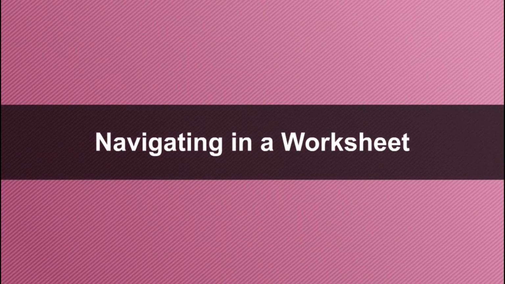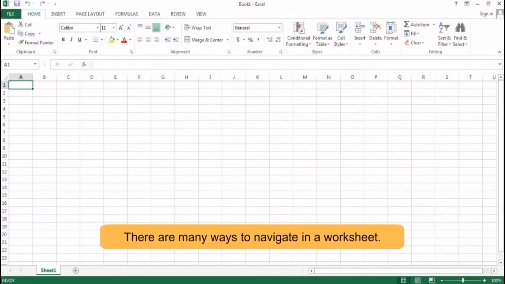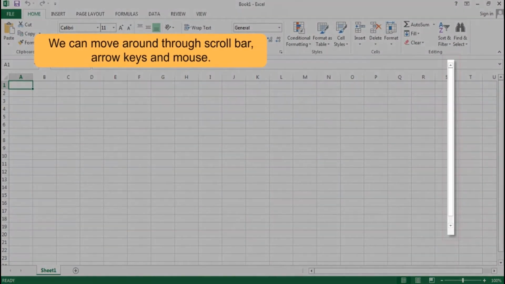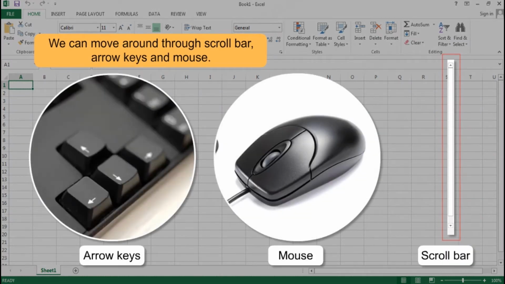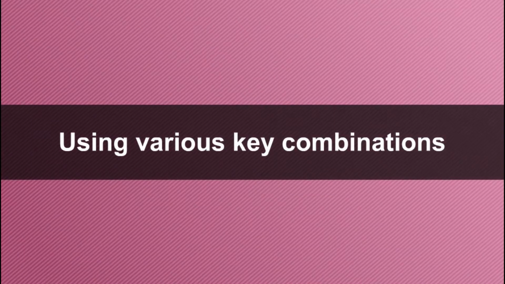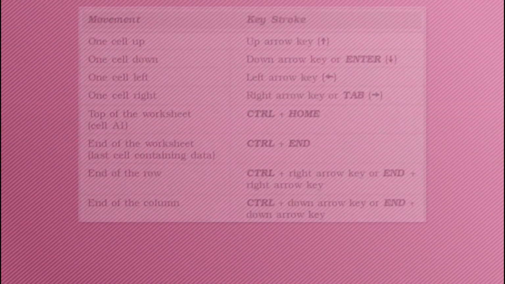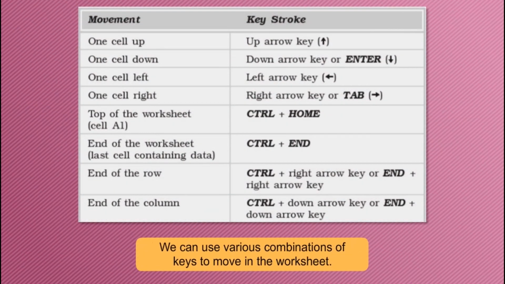Navigating in a worksheet. There are many ways to navigate in a worksheet. We can move around through scroll bar, arrow keys and mouse. The first method through which we can navigate through worksheet is using various key combinations. We can use various combinations of keys to move in the worksheet.